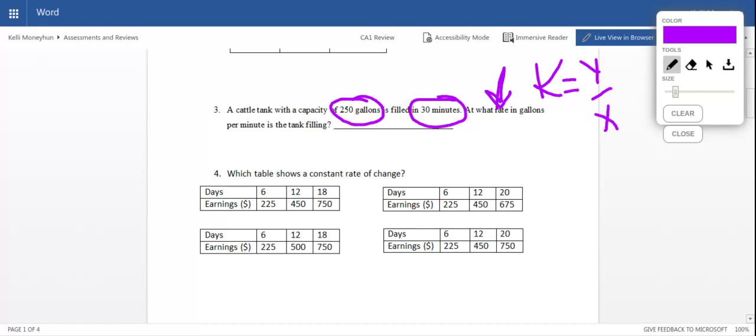Okay, so you guys need to determine, is the 250 the y or is the 30 minutes the y? Plug it in, and then the fraction bar means to divide. Okay, remember that the y is dependent, so is the amount of gallons dependent on how long it's being filled, or is it opposite? Pause and solve.